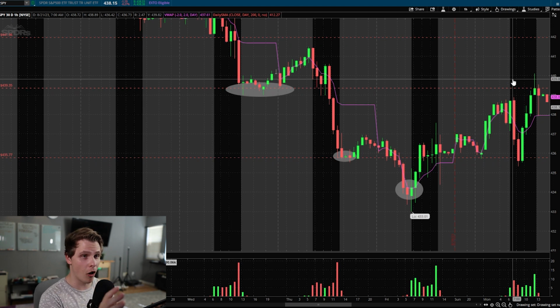And using all information from the past, right? This isn't hindsight trading. This is actually legit, actionable live trading that you can do using simple support and resistance and just having a plan and executing on it.